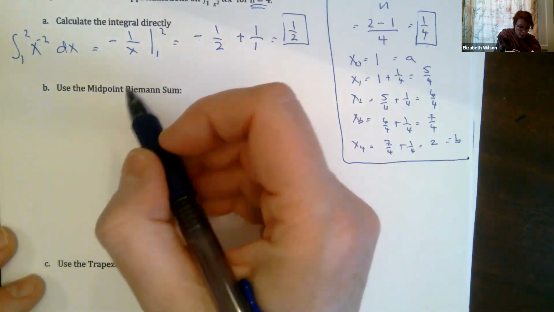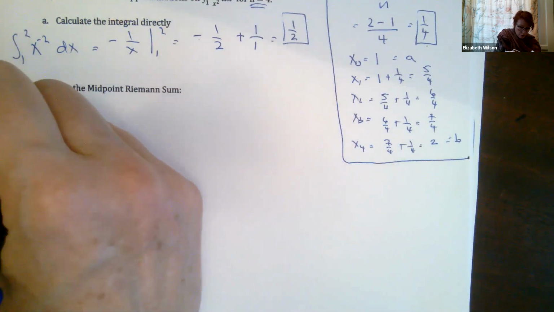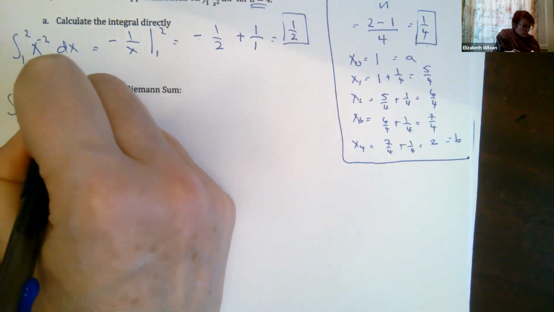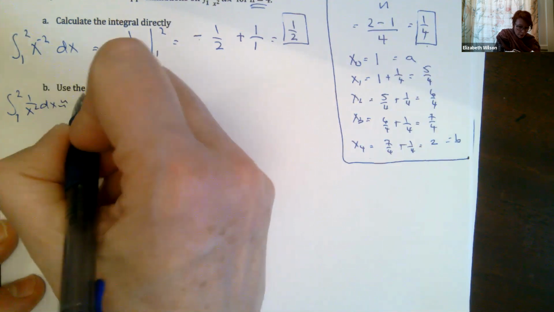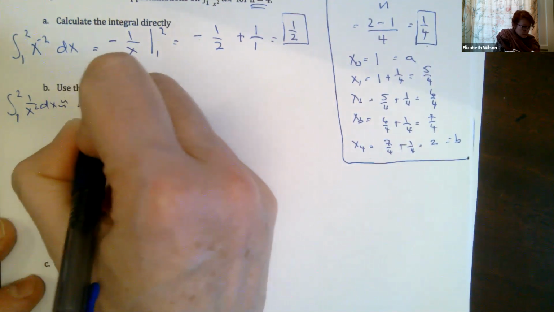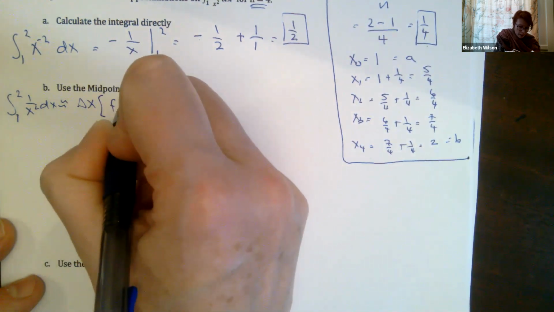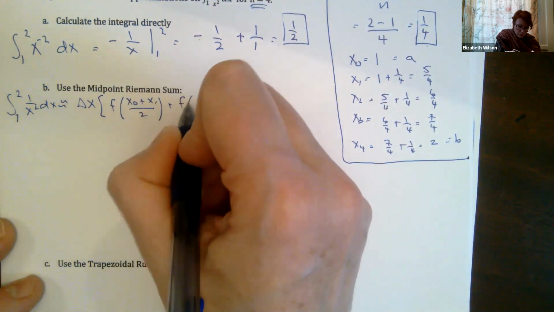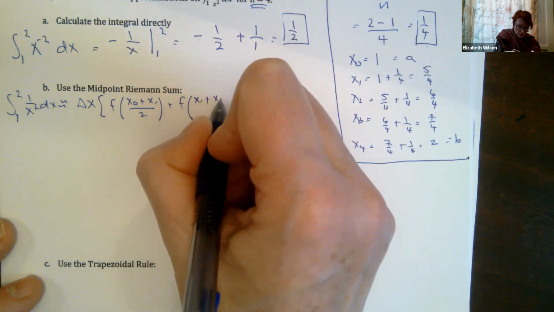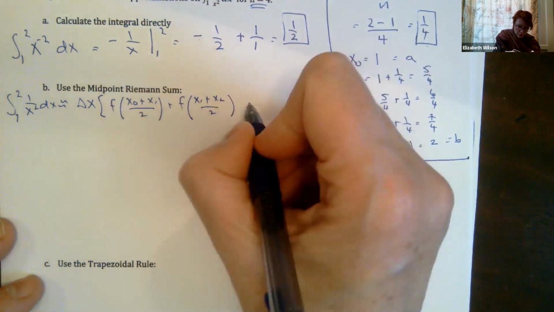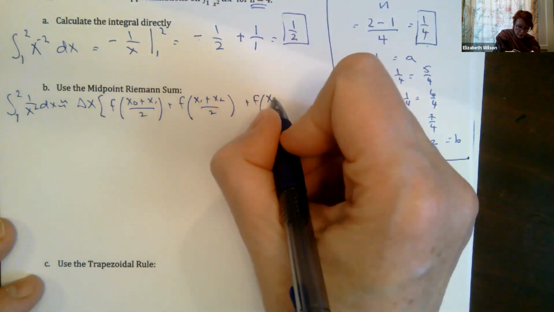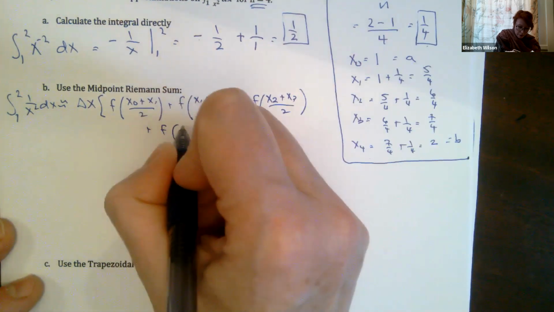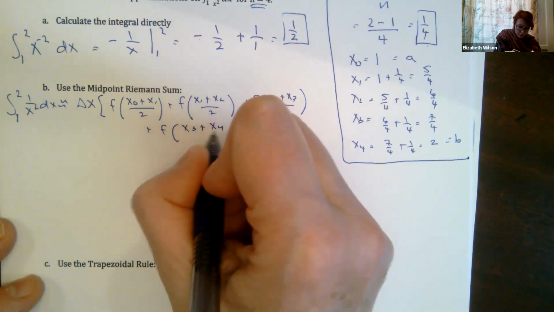So remember, we would say the integral from 1 to 2 of 1/(x^2) dx is approximately equal to, let's plug this in. Our midpoint formula says delta x times f of (x naught plus x1) all over 2, plus f of (x1 plus x2) all over 2, plus f of (x2 plus x3) all over 2, plus f of (x3 plus x4) all over 2.